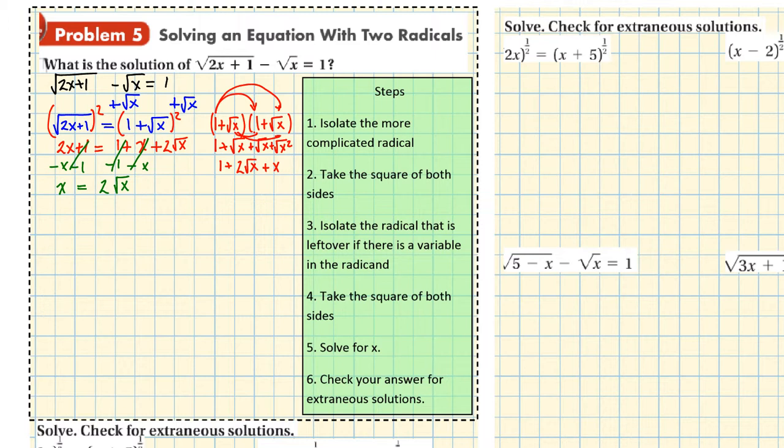Then we're going to go back and divide both sides by 2. That is going to eliminate this 2 over here, and you're going to have x over 2 is equal to the square root of x.